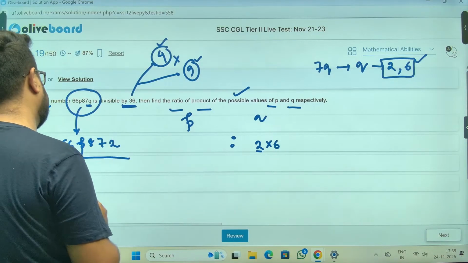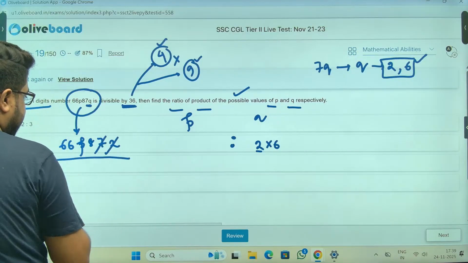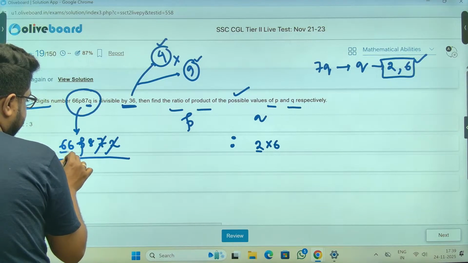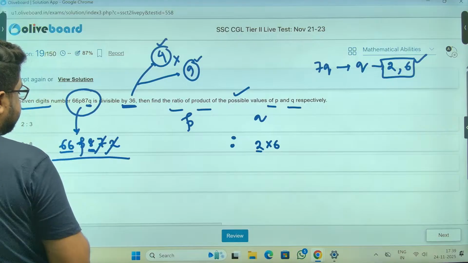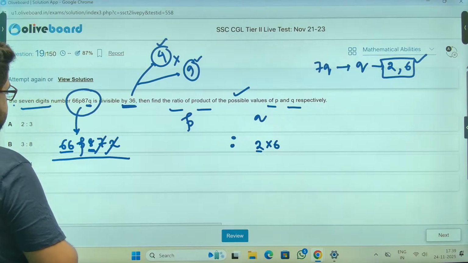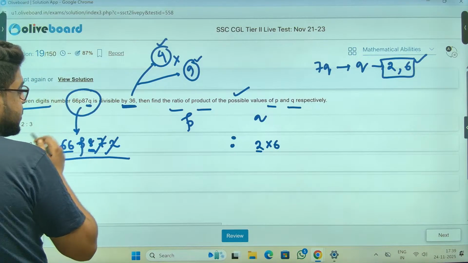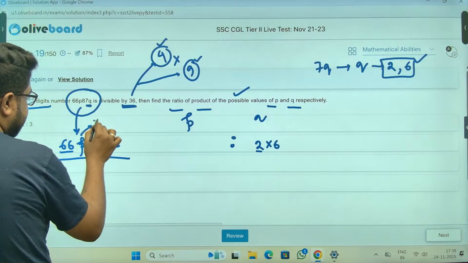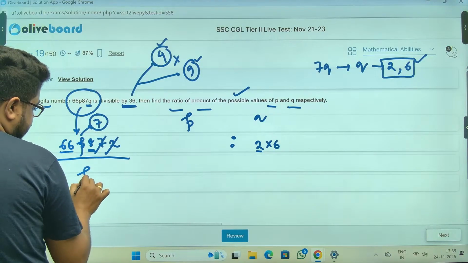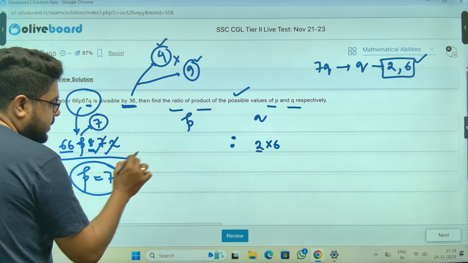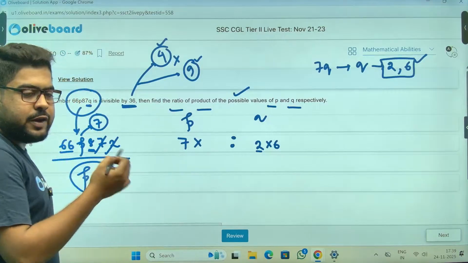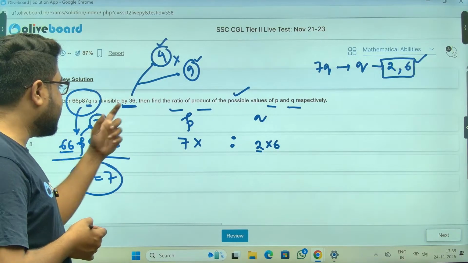Divide this by 9. So 7 plus 2, 9 gone. 6 plus 6, 12 plus 8 is 20. So this has to be 7, sir. So P, the first possible value is 7. Second possible value, to figure that out, you need to put, instead of Q, I'll put 6.